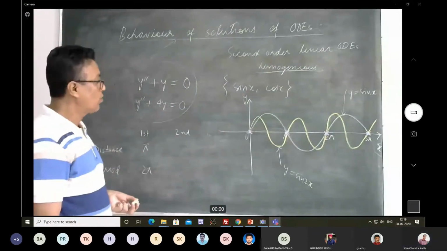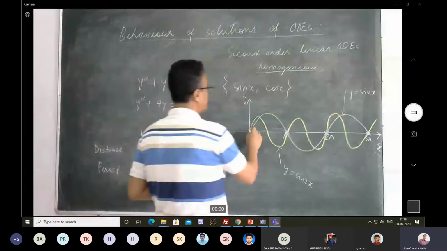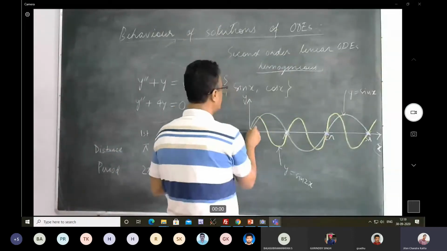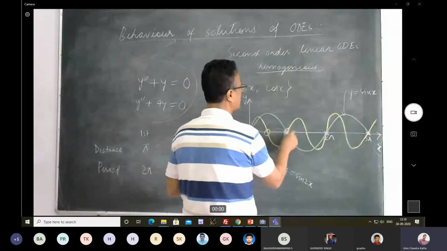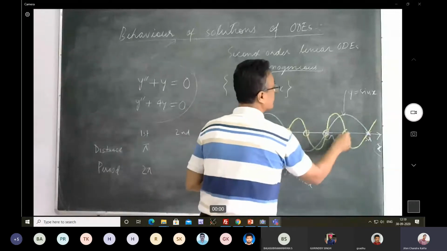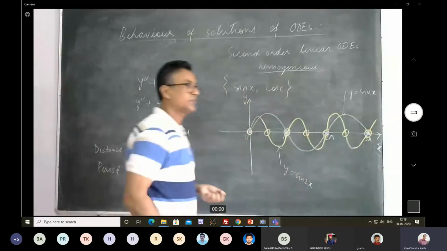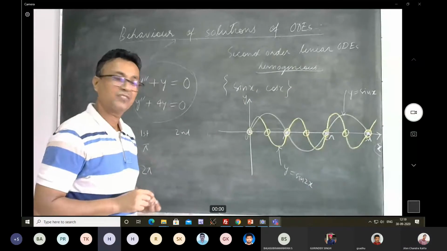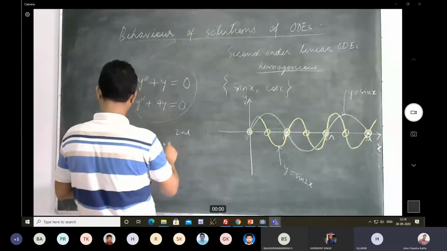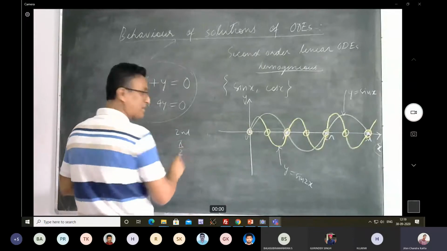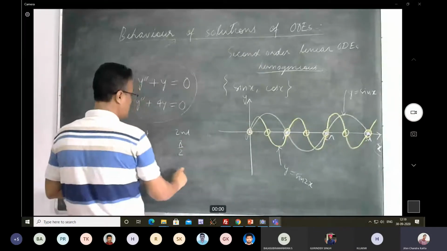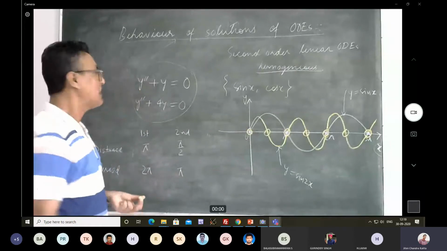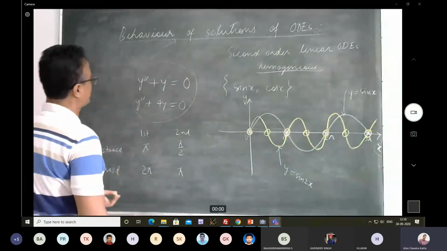Whereas for the second, what is happening? The distance between two consecutive zeros is pi by 2. Distance between two consecutive zeros is pi by 2. And again, here the period is pi. Right? So that gives you an idea.